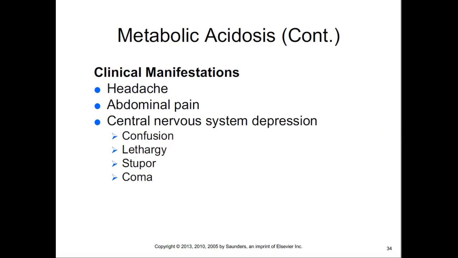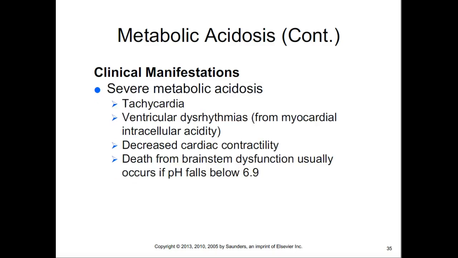What are the clinical manifestations? Headache, abdominal pain, confusion, lethargy, stupor, coma. Those are some of the clinical manifestations, rather non-specific, because that pretty much could be a whole lot of people. Now, ketoacidosis, on the other hand, has a very distinct smell. So when you have a patient who is diabetic and not taking their insulin, they're going to be in ketoacidosis and you will be able to smell it from a mile away.